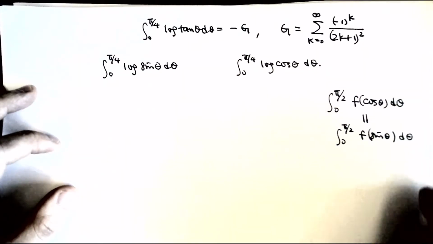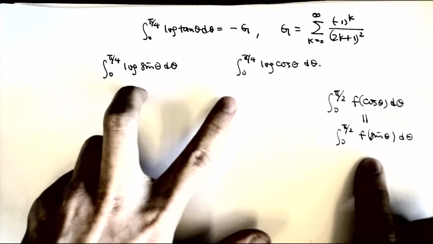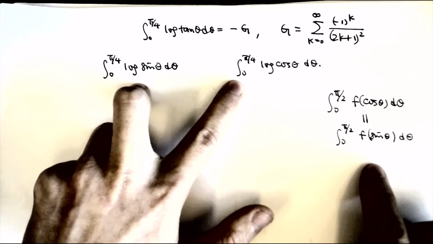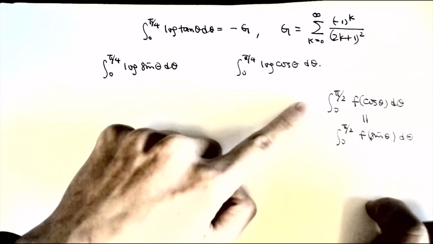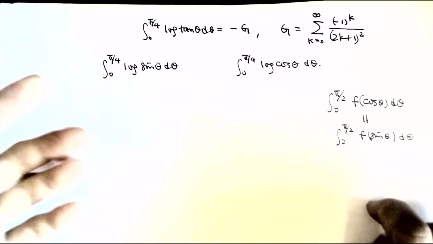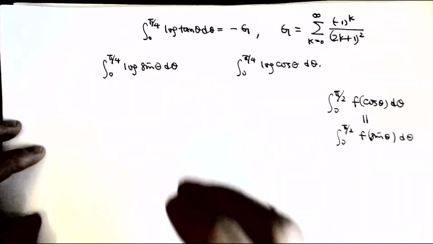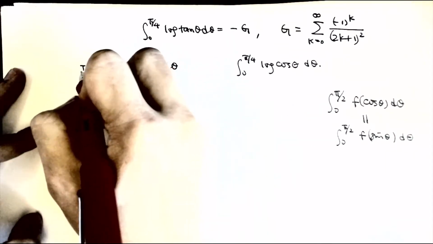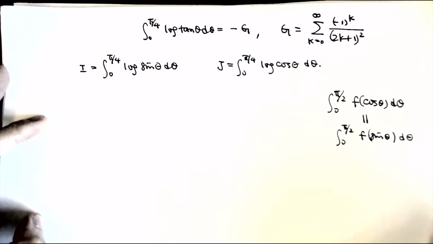However, these tricks are no longer valid for an integral involving a different interval. Here the interval is 0 to pi over 4, and for those two it is 0 to pi over 2, which is different, so we cannot apply this to these two problems. We expect that these two integrals will be different, so we name them I and J here.